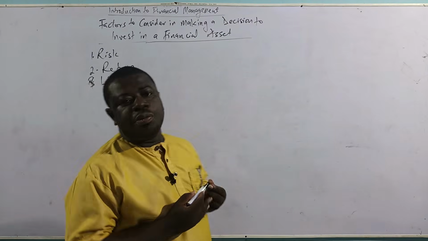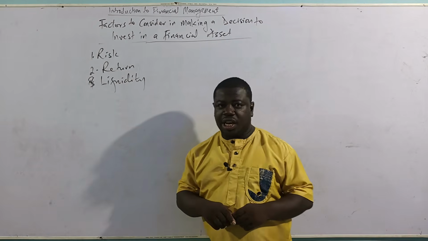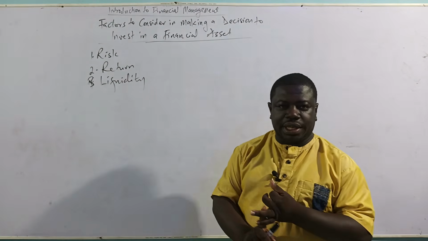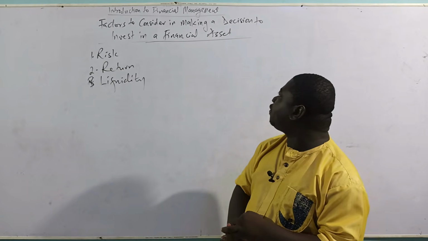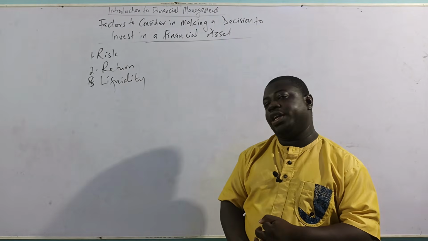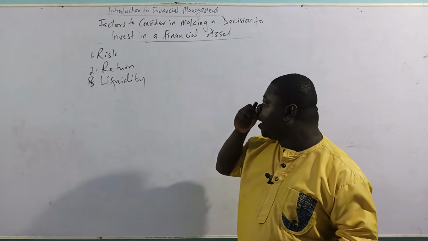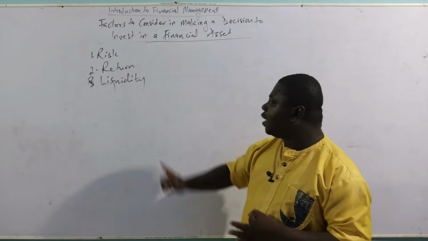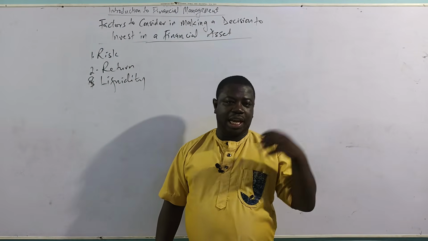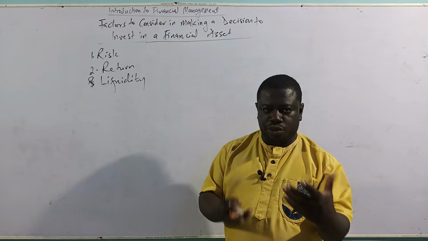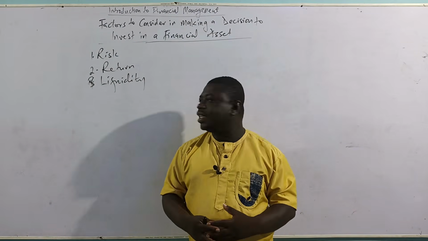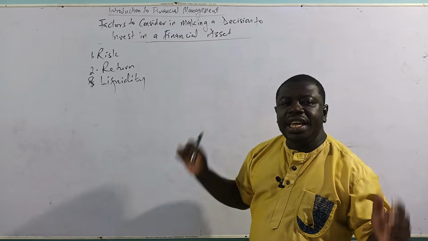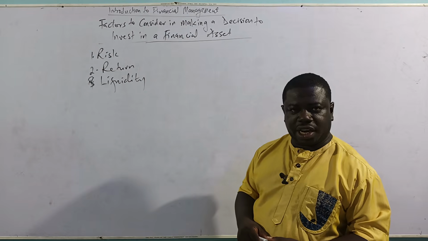Before you make any investment into a financial asset, consider the risk levels involved. You consider the returns that you are likely to get from the financial asset. If it is too low and not desirable, you don't put your money into it. If the risk levels are so high and you are risk averse, you don't venture. And then you consider the liquidity, the ability to convert that investment into cash when you need it. These are the three things you consider to make any investment into a financial asset.